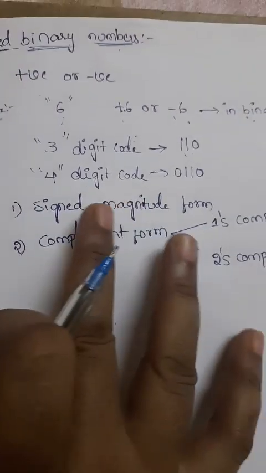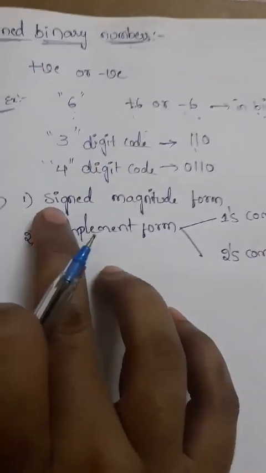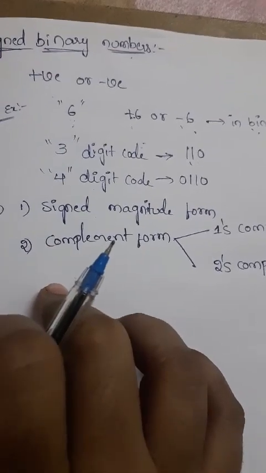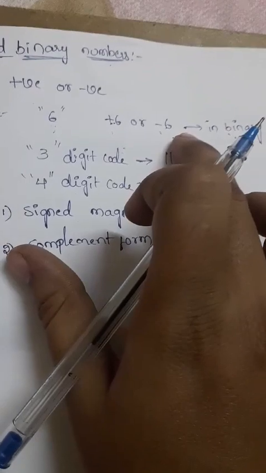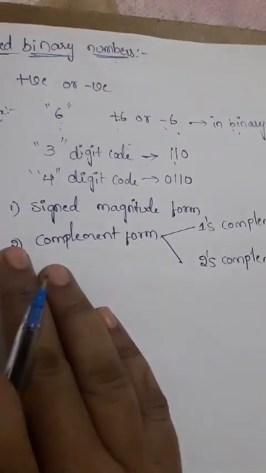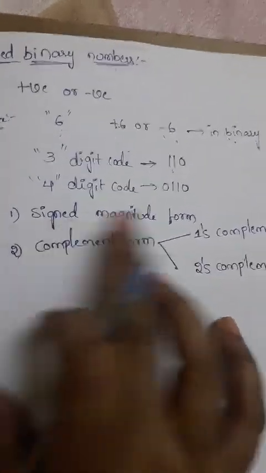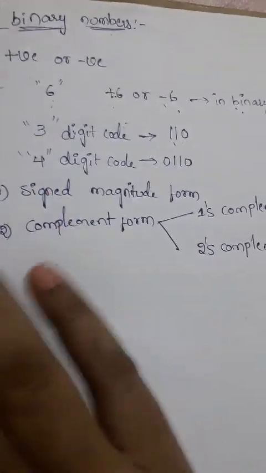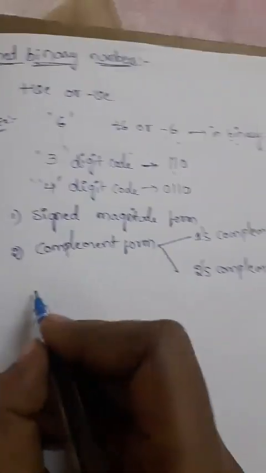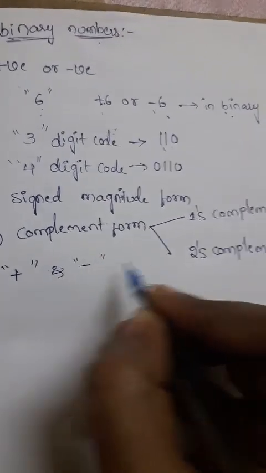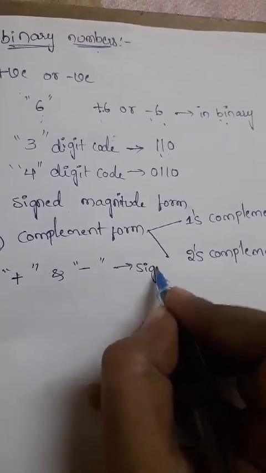Whatever the number, we can implement it in signed magnitude form, or next in complement form. This positive sign and negative sign we call the sign bits. Remember the point: any number can be represented in two forms, and the positive and negative we call the sign bits.